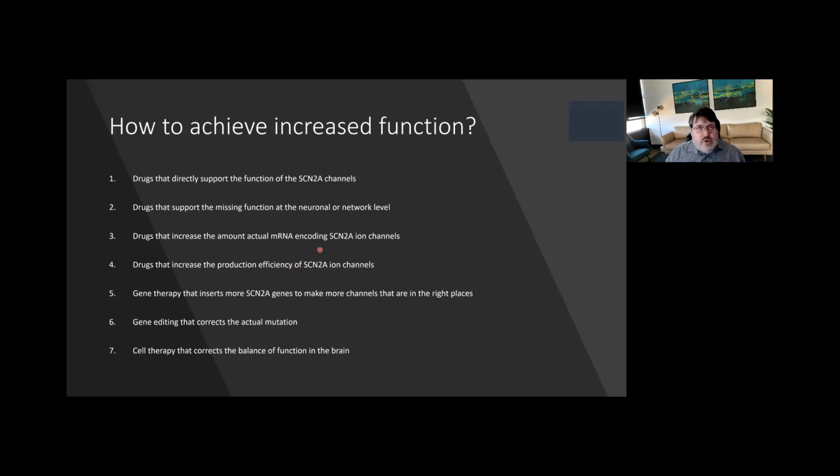So we've got one set of blueprints, but we're going to make multiple buildings from that one set of blueprints. And so we can have the same number of buildings as we otherwise would have had, even though the other copy of the blueprints had a photocopying error in them, for instance. Maybe we can use a gene therapy that simply inserts more copies of SCN2A into the brain and into the right cells of the brain. And that's another way you can think about it.